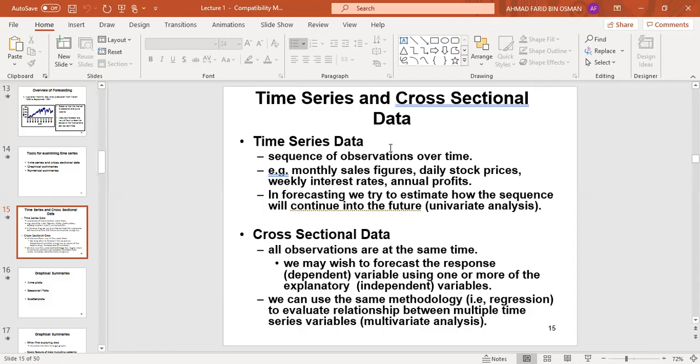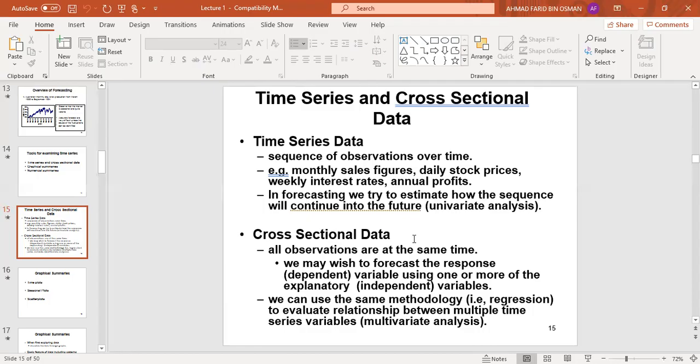But if you collect data of the weight of 20 different individuals for any particular year, let's say for 2021, you collect data of weight for 20 individuals, then that is what we call cross-sectional data. So observations are collected or given at the same time, whereas for time series we collect over a period of time.